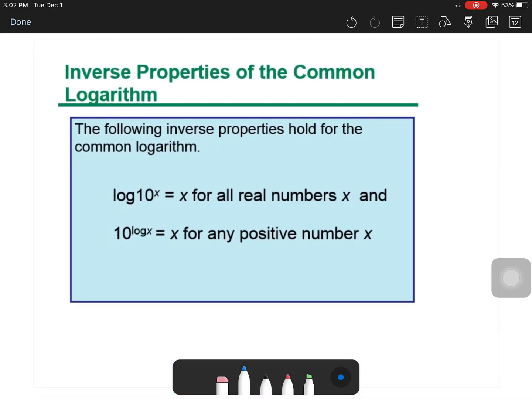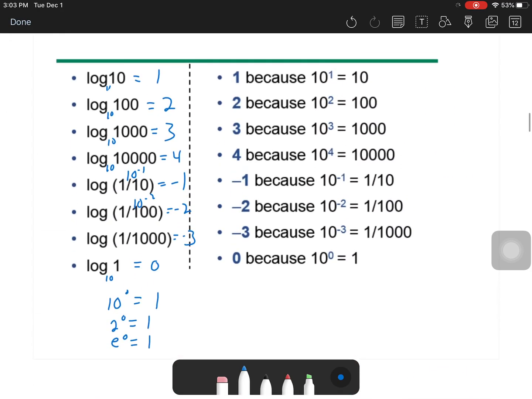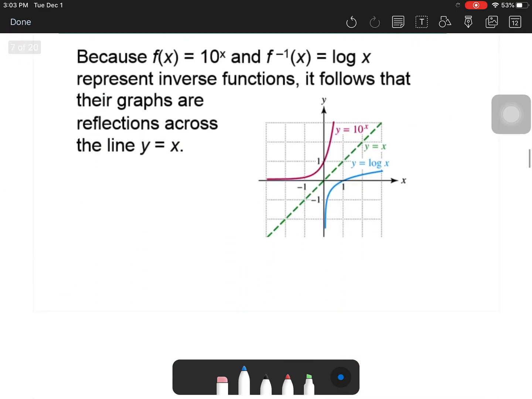Another inverse property of the common log: inverse functions basically cancel each other out. So if I was taking the log base 10 of 10 to the x power, the log base 10 of 10 cancels and just leaves you with whatever that power is. We saw that as we were evaluating some of these expressions. Log base 10 of 10 to the first power is 1. Log base 10 of 10 to the second power is 2, and so on. That's how we evaluated those.